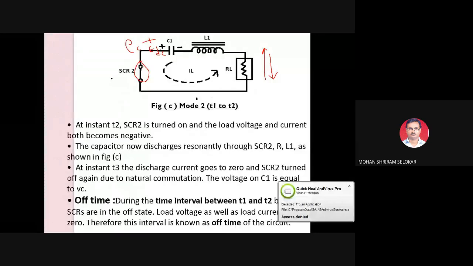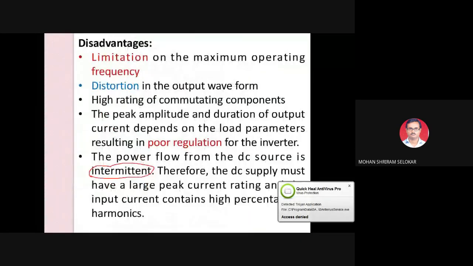So what is the basic drawback of the basic series inverter we have seen? The frequency cannot be increased beyond a certain limit. Why? The reason is that there is a need to provide some time or rest time. You cannot start the negative half cycle at the same time the positive half cycle ends.